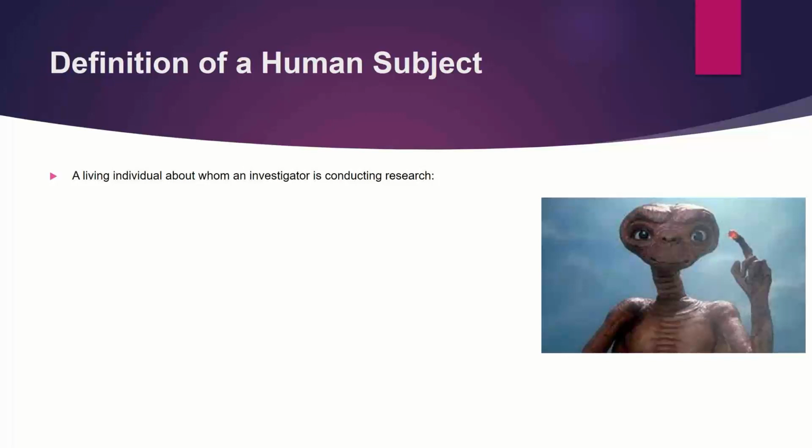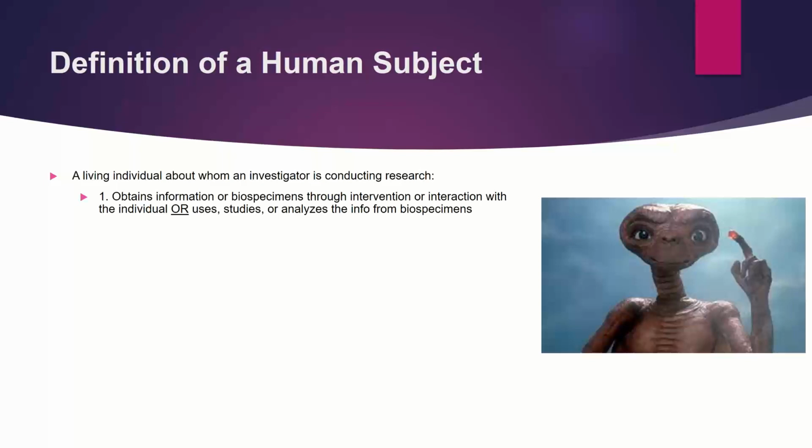First, before we get into the protection of human subjects, who is a human subject? It's a living individual about whom an investigator is conducting research. So you're obtaining information or biospecimens through intervention or interaction with the individual, or you're using, studying, or analyzing this info from biospecimens. So ET is not included as a human subject. So you're obtaining, using, studying, analyzing, or generating identifiable private information or identifiable biospecimens.